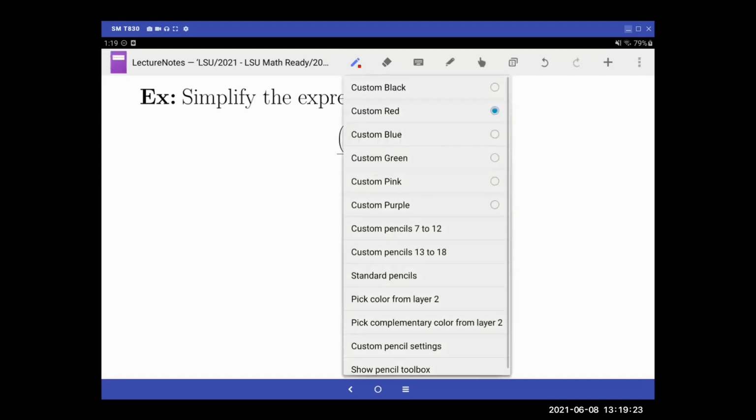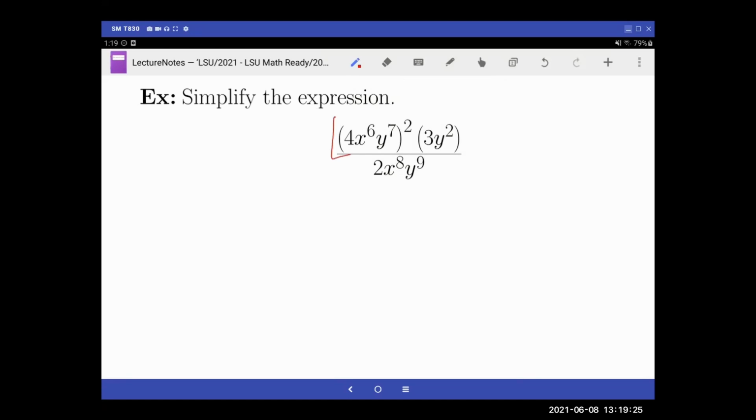I see several things going on here, and I'm going to break this up into 3 pieces. So there's this left piece right here. I'll focus on that first. And I see I have an expression for 4, x to the 6th, y to the 7th, raised to the 2nd power. Okay, and so if it's raised to the 2nd power, then that means what I want to do is, in a way, distribute. I'm going to say, well, this exponent applies to all 3 terms.